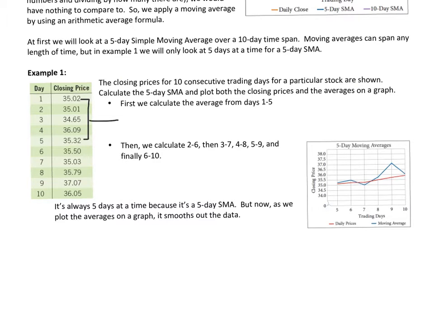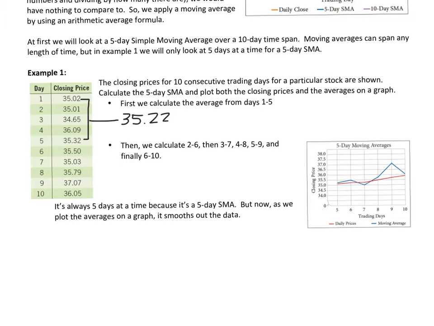Okay? And then, so if we do 30, whatever, I'll do it right now: 35.02 plus 35.01 plus 34.65 plus 36.09 plus 35.32, and then divide by 5, I get an average of 35.22 if I round.